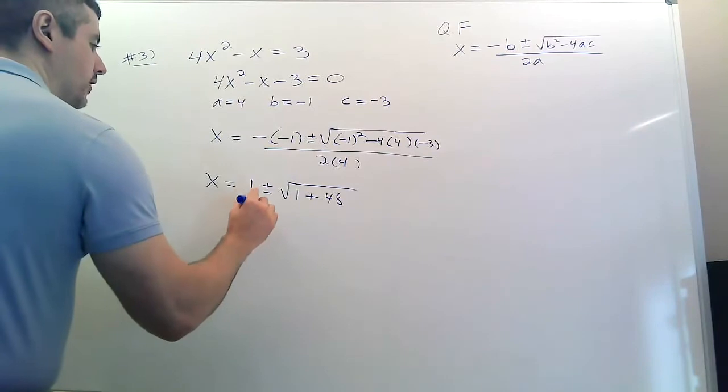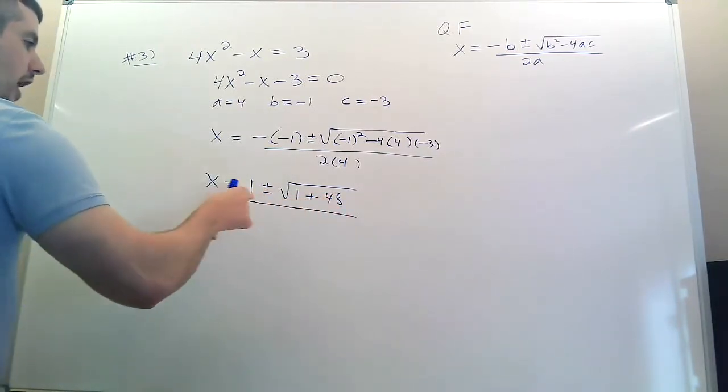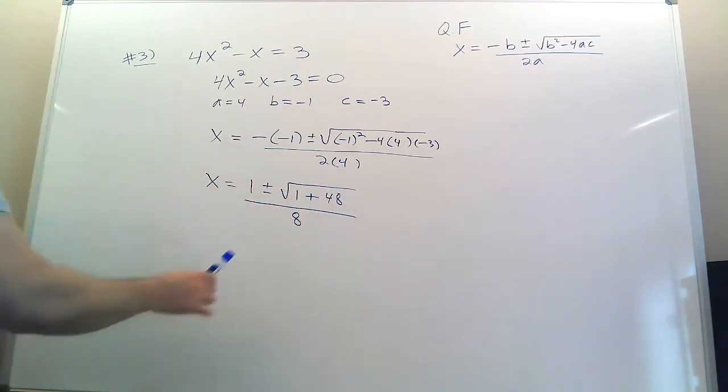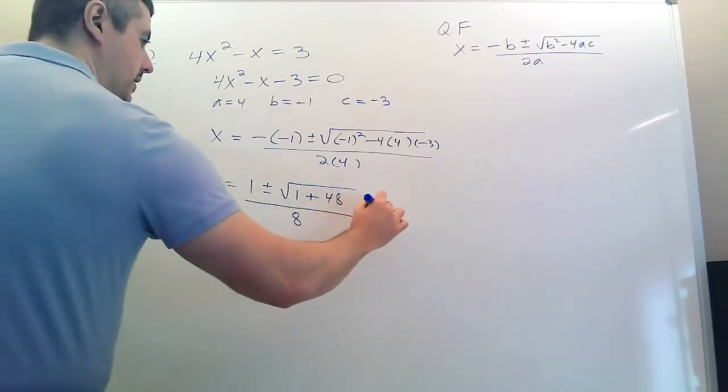Now again, remember, the line goes over here, not under the radical. The line is under the whole thing. On the bottom, you have an 8. Now, something really weird happened here. 1 plus 48 is 49.